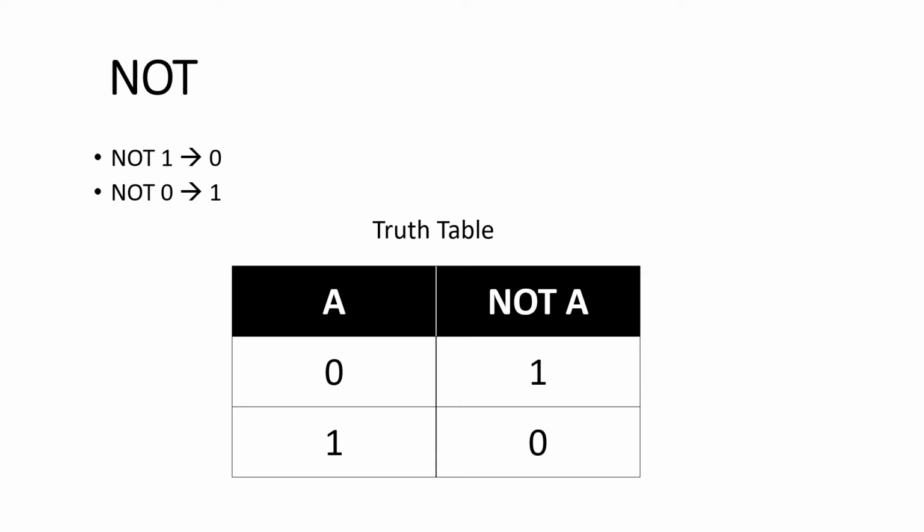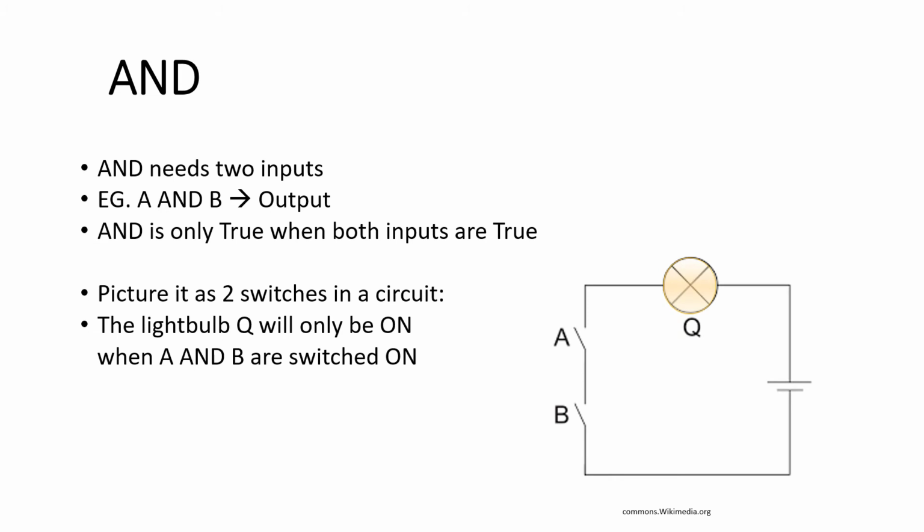When we have a truth table, we're going to make columns. So here, when we have not A, we only have one input, that is A, and our output is not A. So A can only take on the value 0 or 1, and therefore not A will also have two values, 1 or 0. And the and operator needs two inputs. So for example, we can say A and B and get an output.